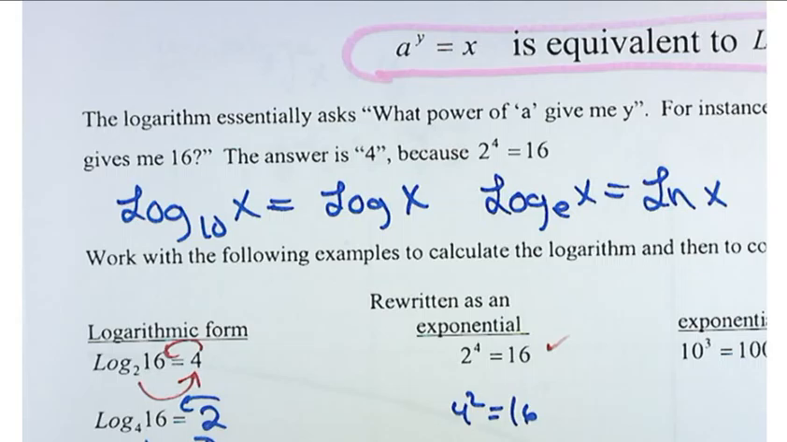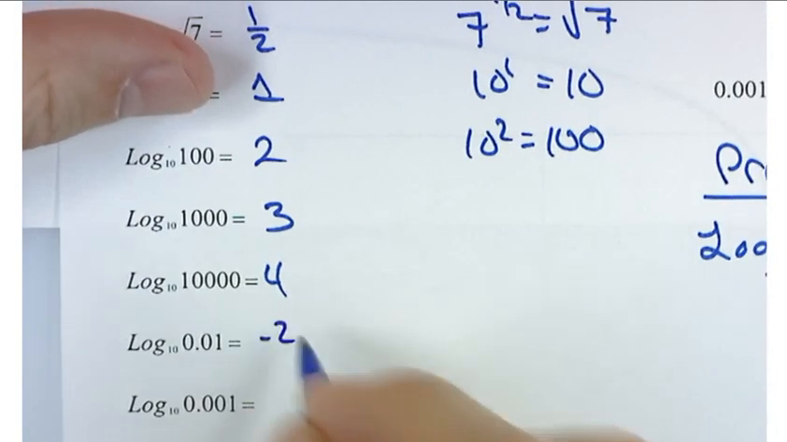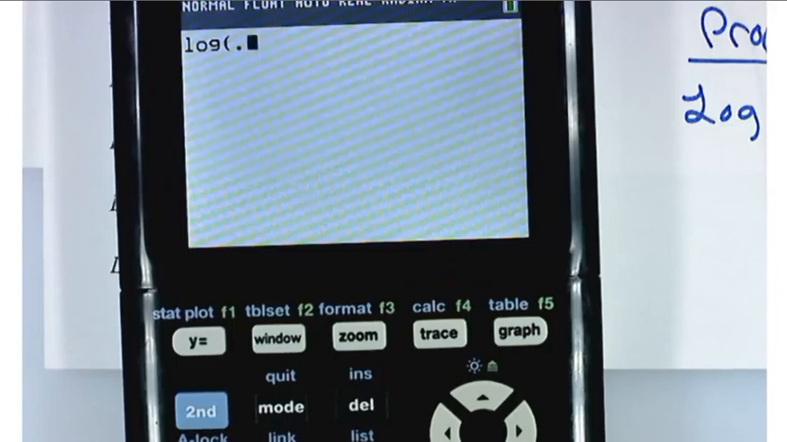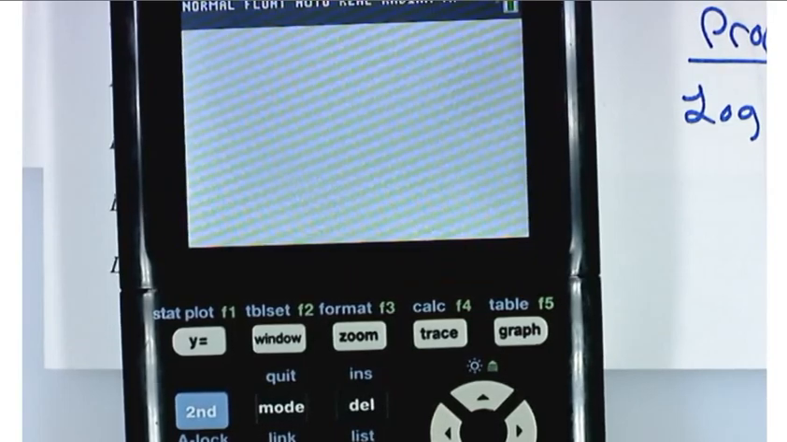Okay, so let's finish this up then. This is negative 2. How about this last one? You can do that on your calculator. Log 0.001. Yes, exactly, negative 3.